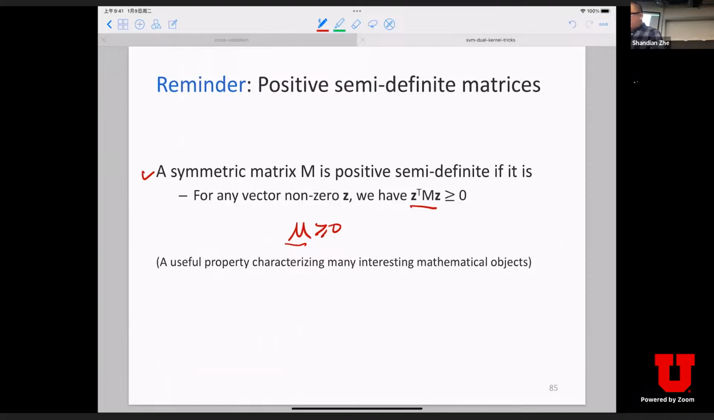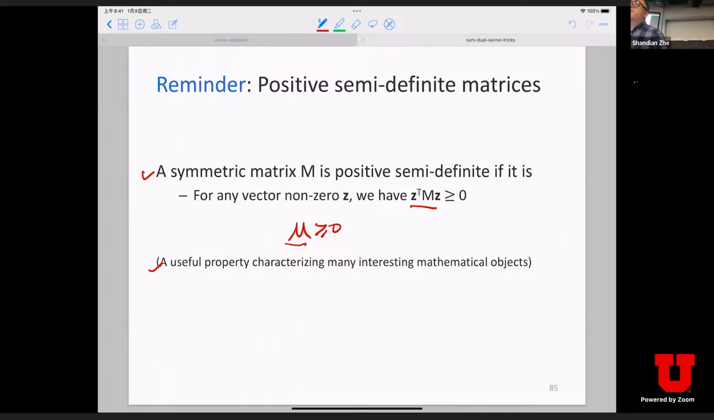Positive semi-definiteness is a very useful property for many interesting mathematical objects. Remember, we talked about convex functions. If a function is twice differentiable, how can we show that it is convex? We can show that its Hessian matrix is positive semi-definite. So it's a very often used property. And what other properties does a positive semi-definite matrix have? Just want to stimulate your memory of linear algebra.